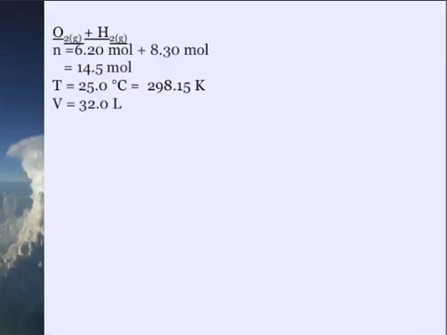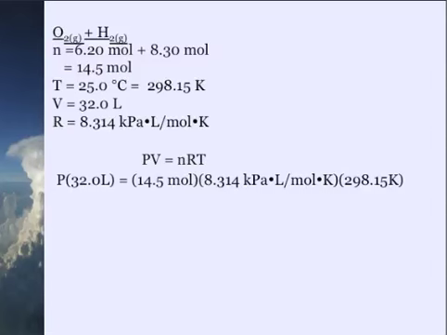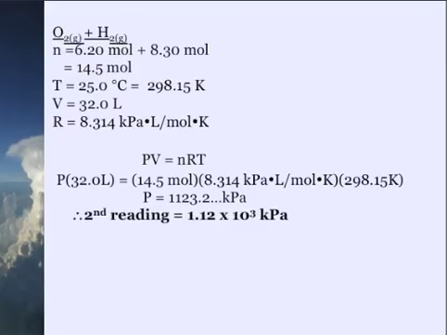My volume is 32 liters. Again, I still have the same thing. Now, I'm solving for P. That's what I don't know. My pressure is what I'm trying to find out. Here's my formula, substitution. When we're looking at the number of moles in our calculation, this is the number of moles of the two gases put together, the number of moles that will be in there in the end. Now, here's my end pressure, and the second reading is going to be 1.12 times 10 to 30 kilopascals.